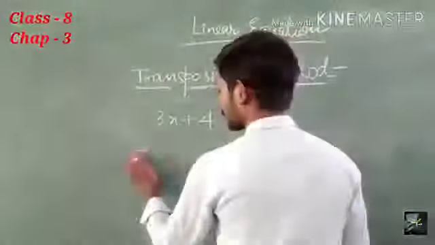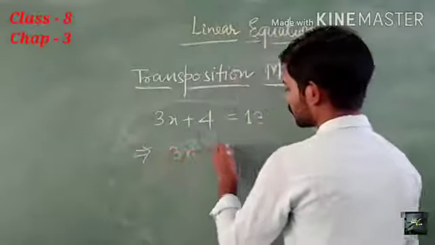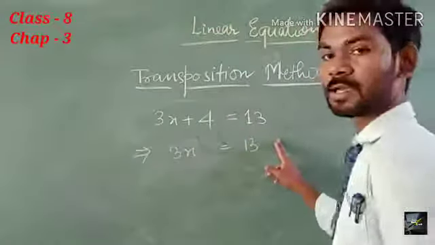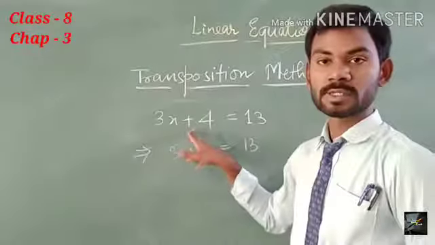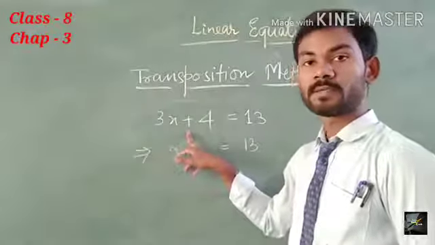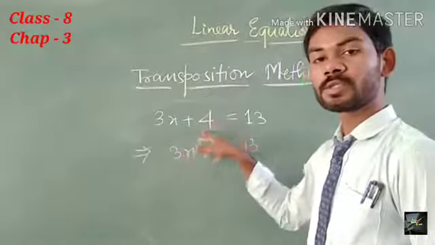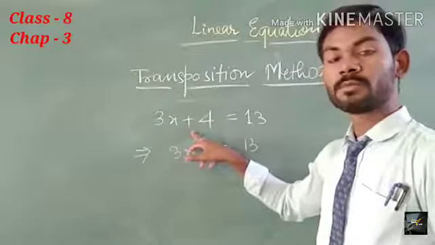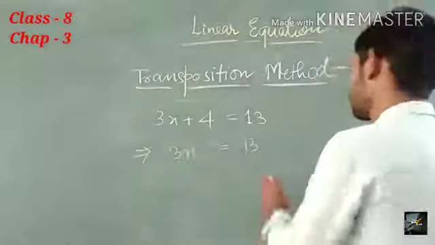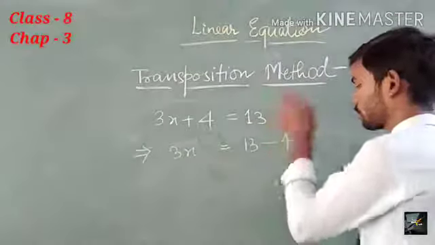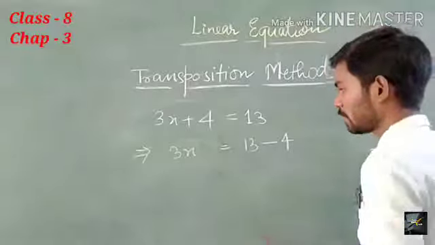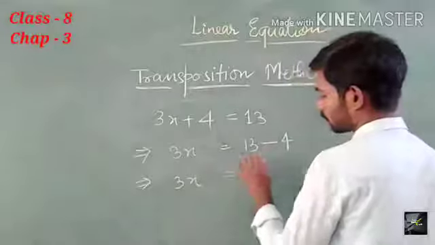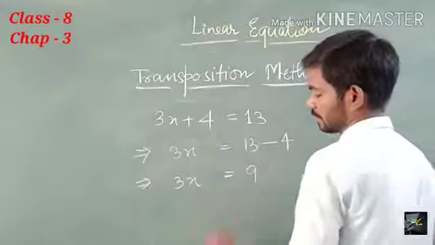So we can write 3x is equal to 13, and when 4 is transferred to the right hand side, 4 has a positive sign, that is the plus. So when it is transposed to the right side, the sign of plus becomes reversed and it becomes minus 4. Now we solve it, we get 3x is equal to 13 minus 4, which is 9.